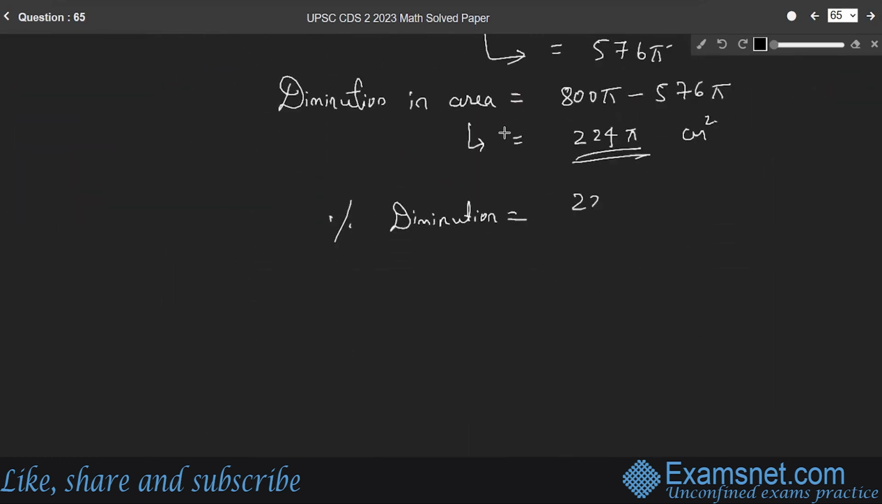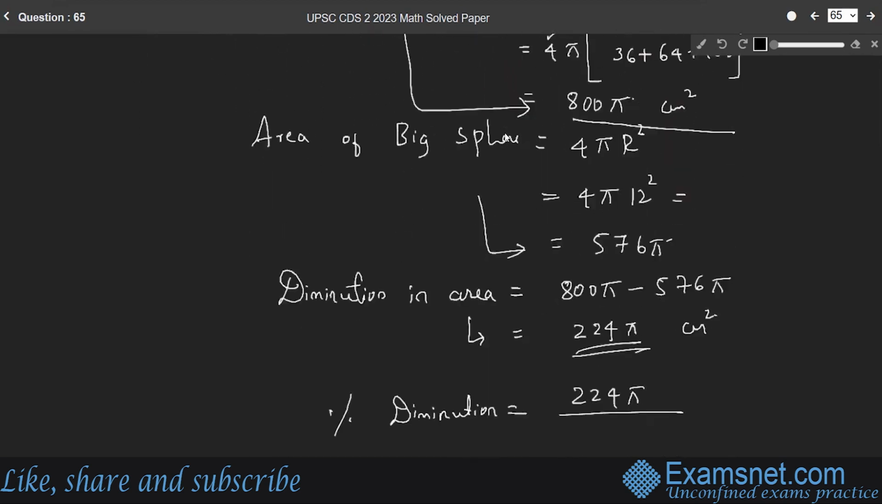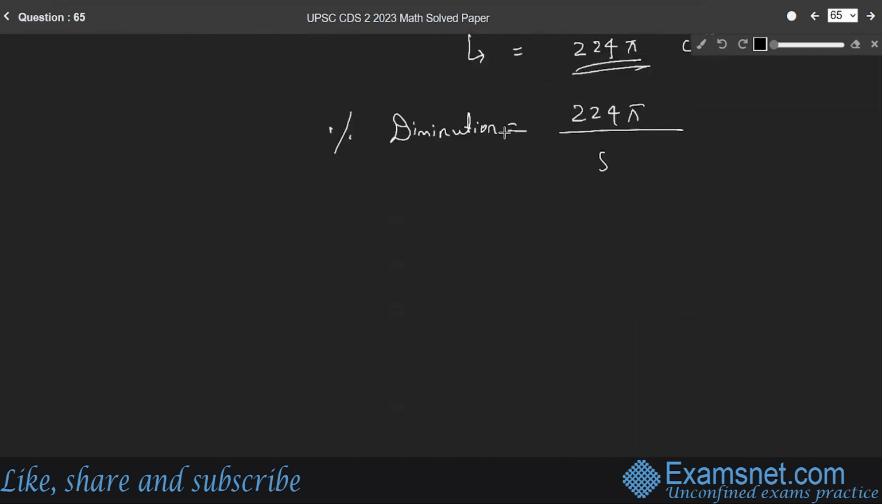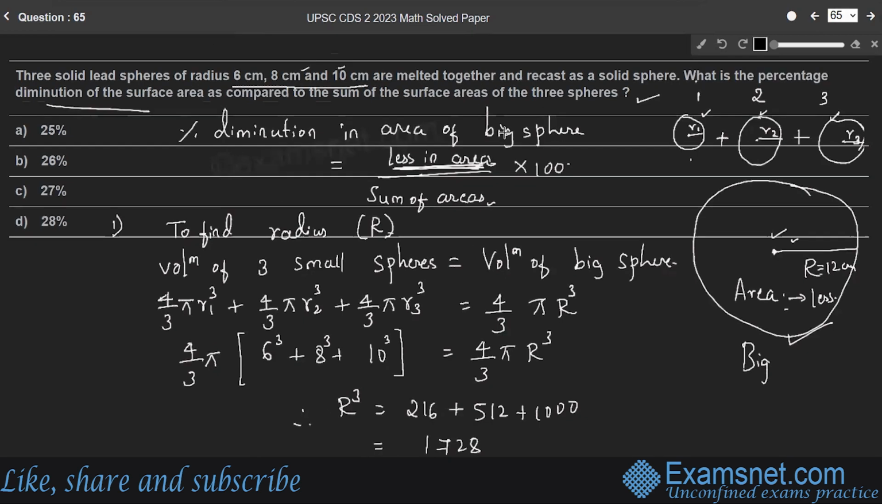224 pi divided by the sum of the areas of small spheres, which is 800 pi, into 100. For every 100, what is the diminution? So pi and pi will get cancelled. 10 into 8, and 8 into 2 is 16, 8 into 8. So 28 percent is the percentage diminution in the area of the big sphere, right?